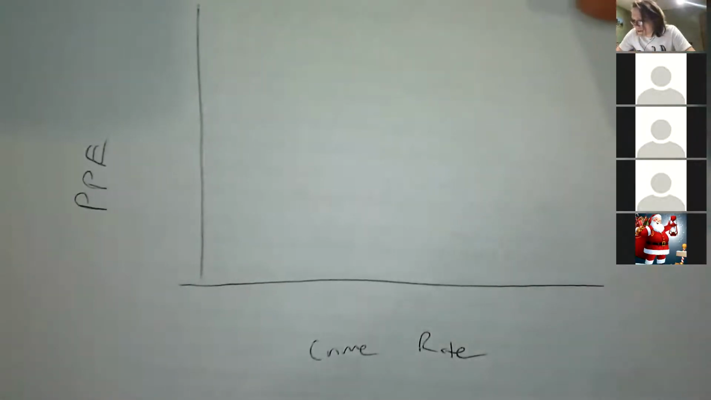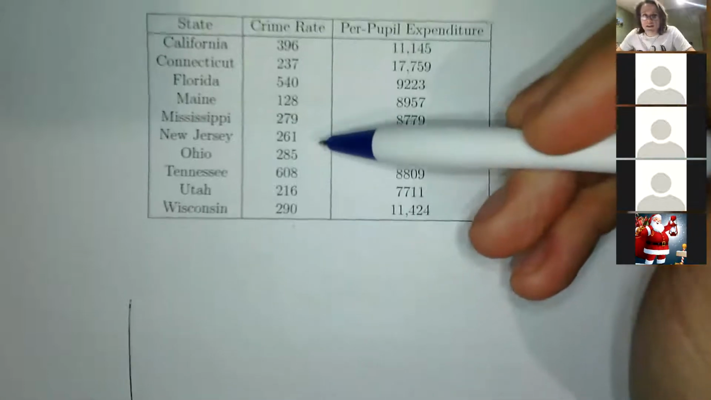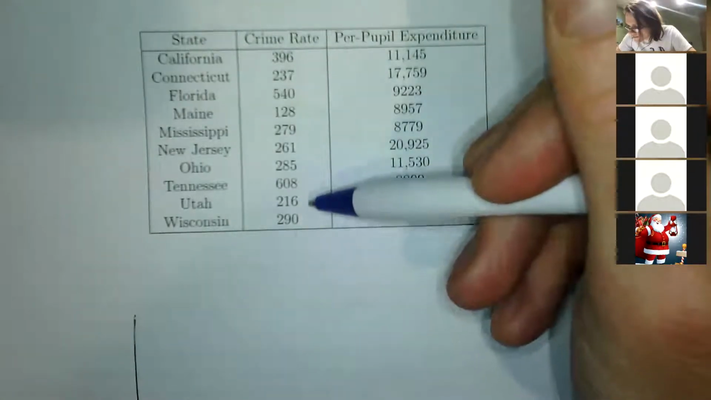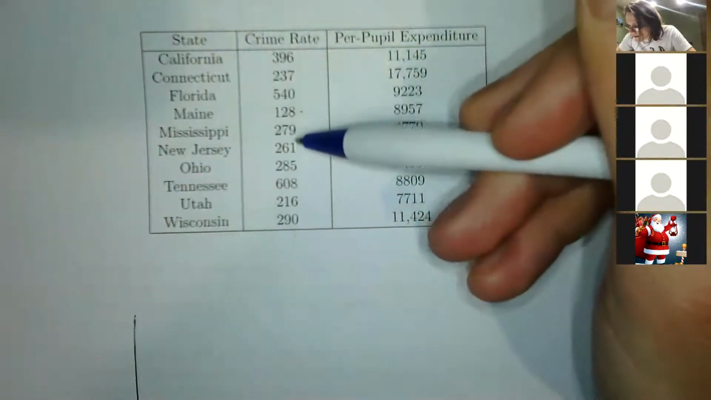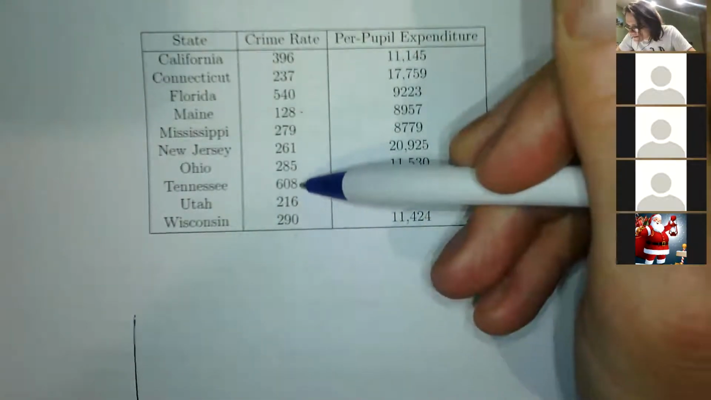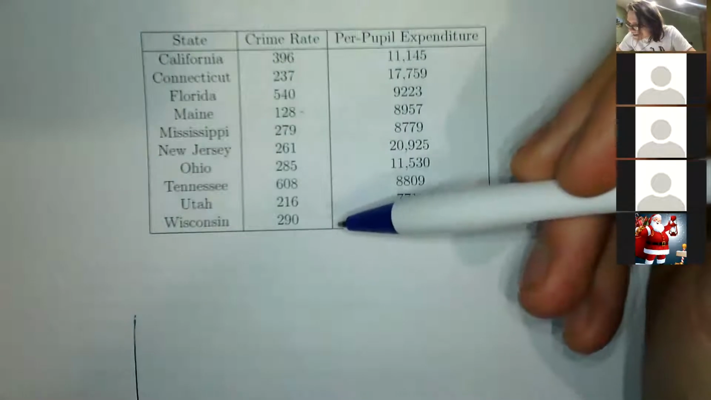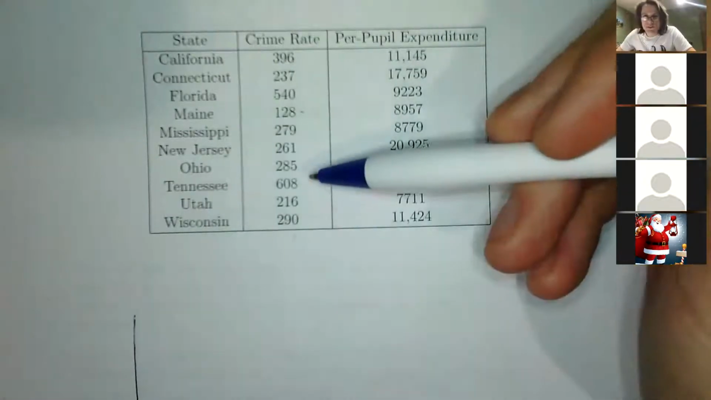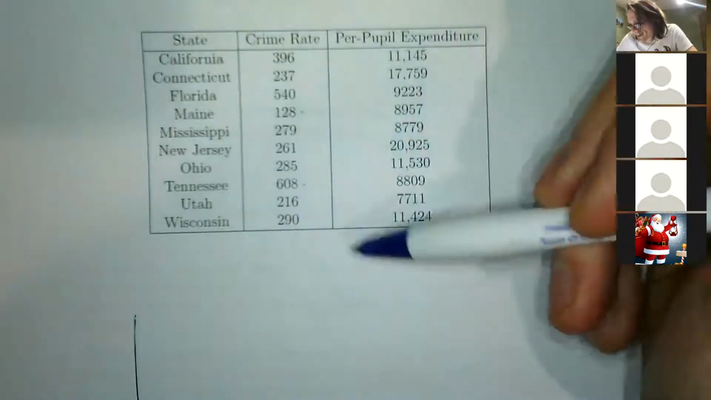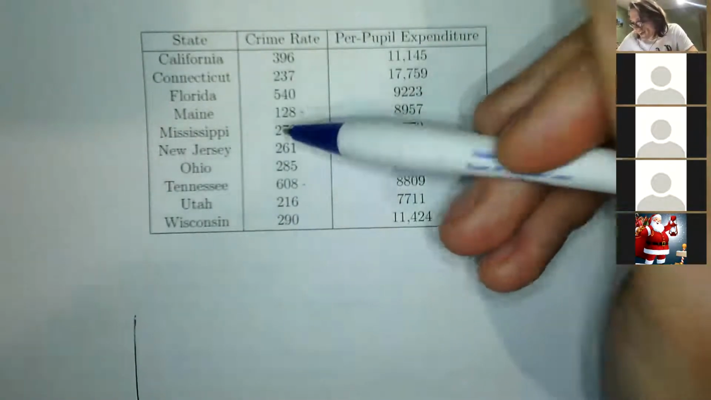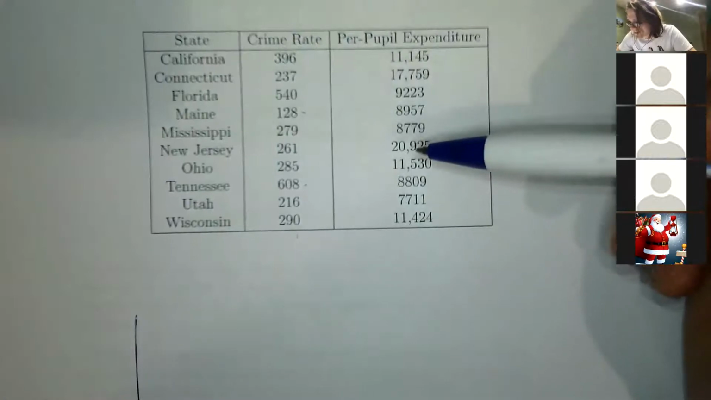I'm never terribly accurate, but for the crime rate, the way you want to set up your axes is you want to look at the smallest and the highest number you have. So here, 128 is really low because no one lives in Maine. And then the highest is Tennessee. I don't know why the highest is Tennessee. I'm assuming drugs, but maybe. So Tennessee is the highest. It's really surprising. And Maine's the smallest. That makes more sense to me.